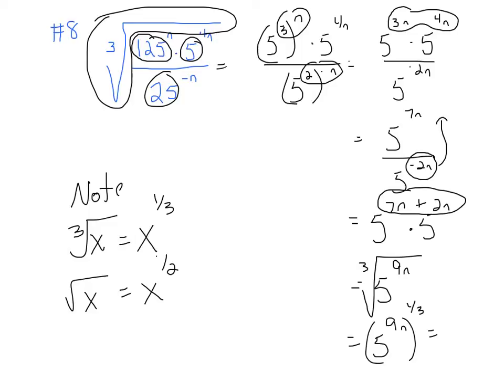Well, now I have power to a power. Can you multiply 1/3 times 9n? Sure can. This really says 5 to the 3n power because 1/3 of 9 is 3.